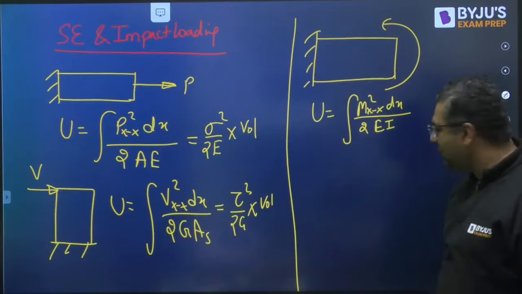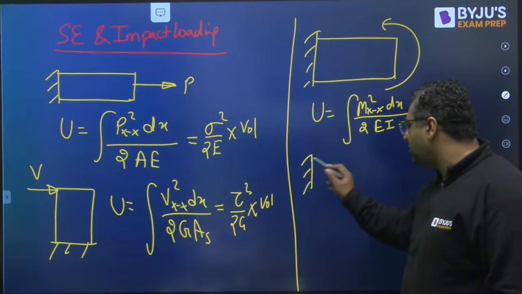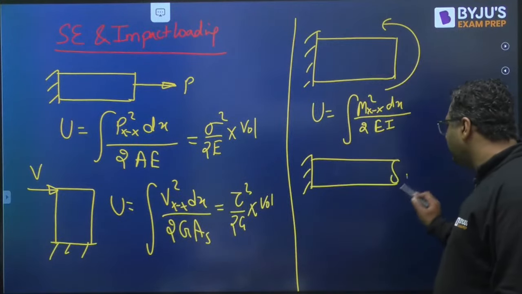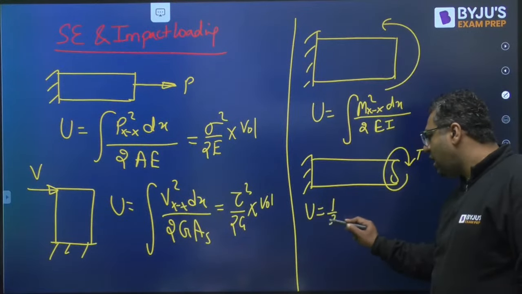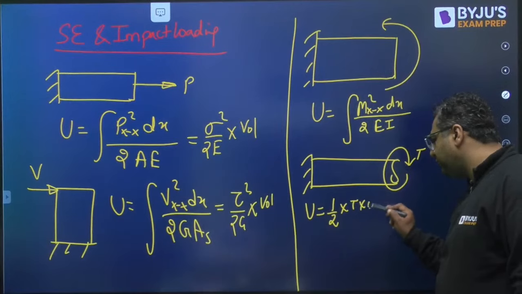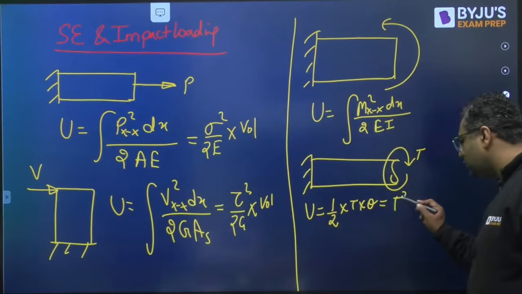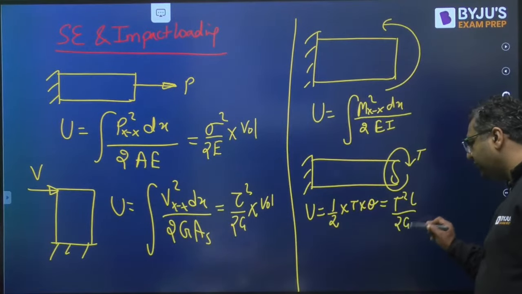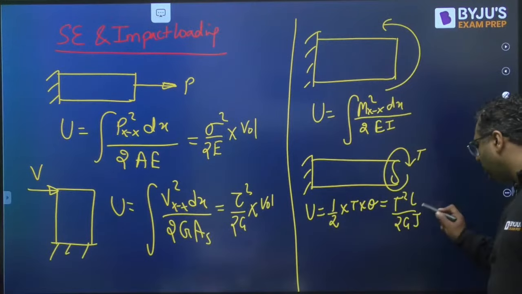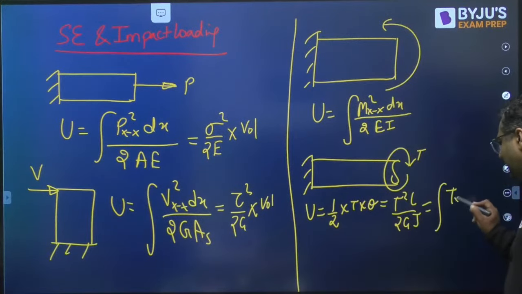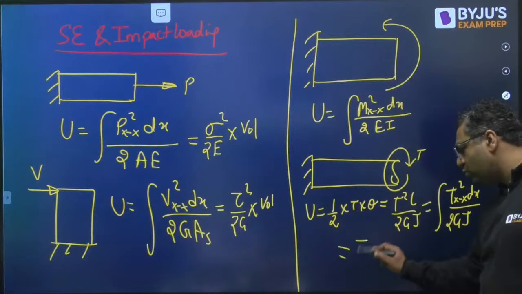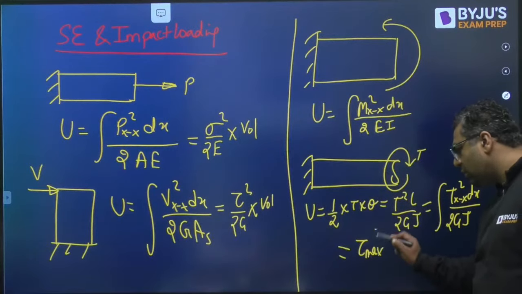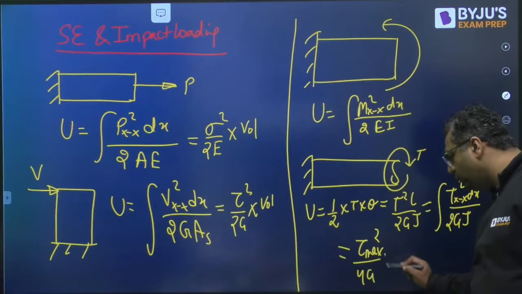Similarly, if we are going to have a shaft under torsion, you can write the strain energy as half into T into theta, or you can write it as T square L upon 2GJ. Or you can write it as integration Txx square dx upon 2GJ. Or you can write it as tau max square upon 4G into volume.